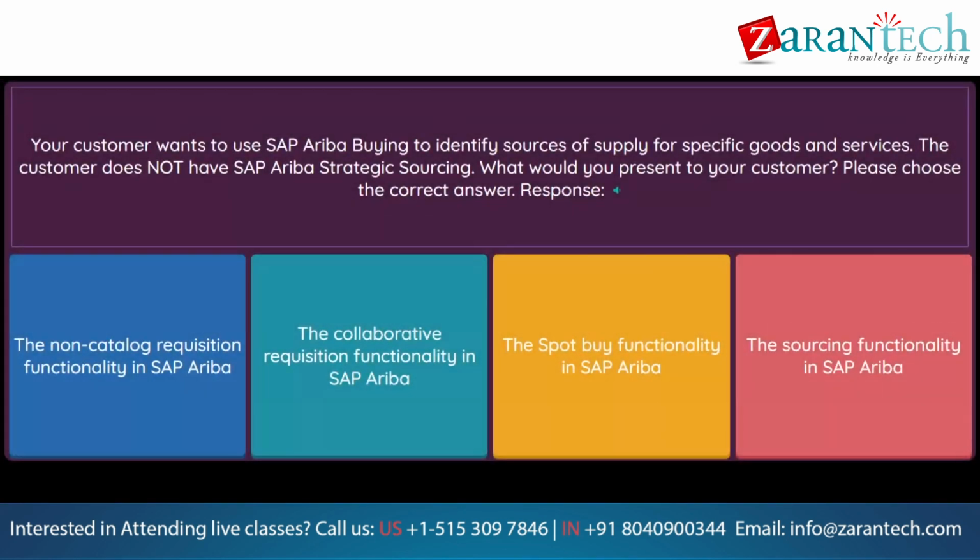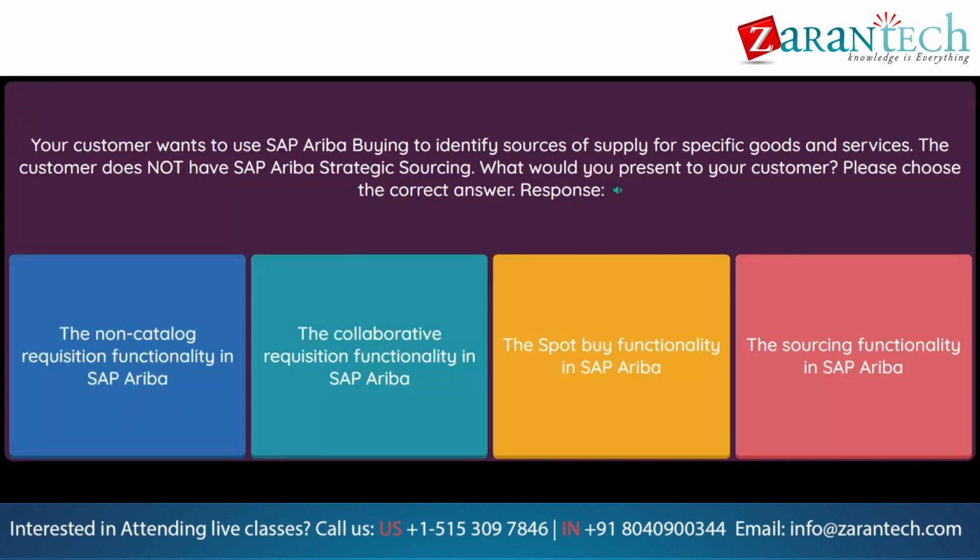Question: your customer wants to use SAP Ariba buying to identify sources of supply for specific goods and services. The customer does not have SAP Ariba strategic sourcing. What would you present to your customer? Please choose the correct answer. Response. Option 1. The non-catalog requisition functionality in SAP Ariba. Option 2. The collaborative requisition functionality in SAP Ariba. Option 3. The spot buy functionality in SAP Ariba. Option 4. The sourcing functionality in SAP Ariba.